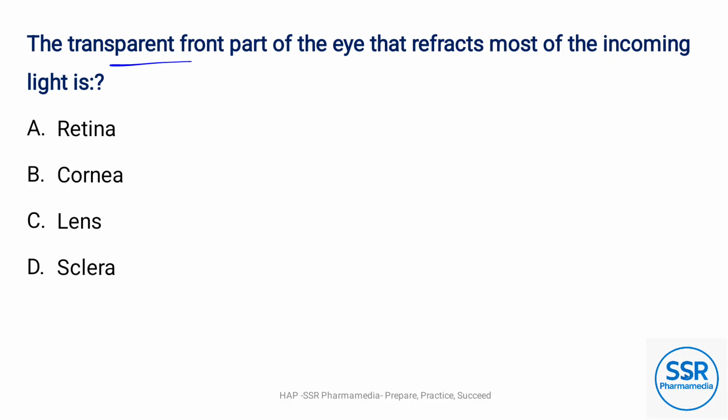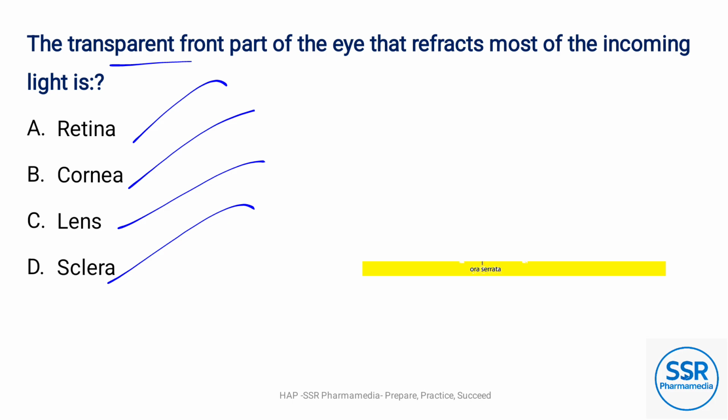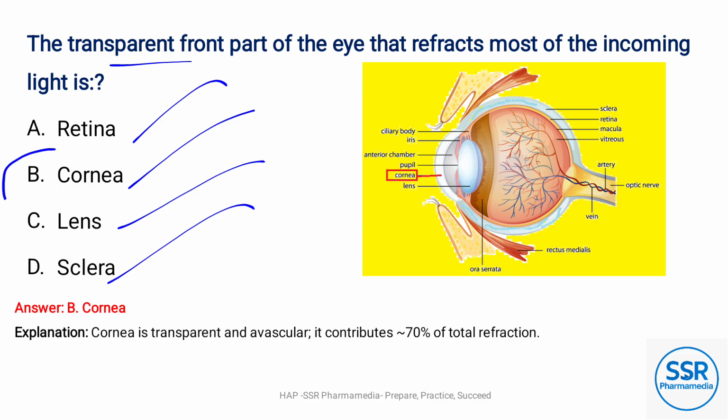The transparent front part of the eye that refracts most of the incoming light is: option A, retina; option B, cornea; option C, lens; option D, sclera. So the answer is B, cornea. So this is the cornea. Cornea is transparent and avascular. It contributes 70% of total refraction. Avascular means no blood vessels are there.